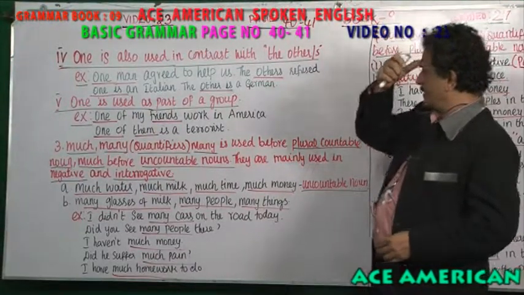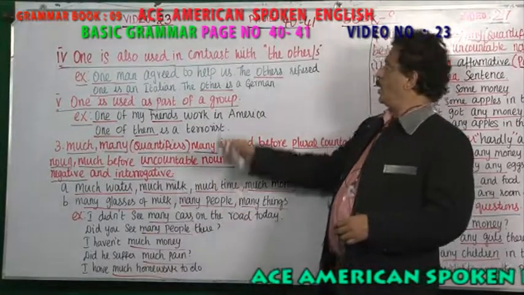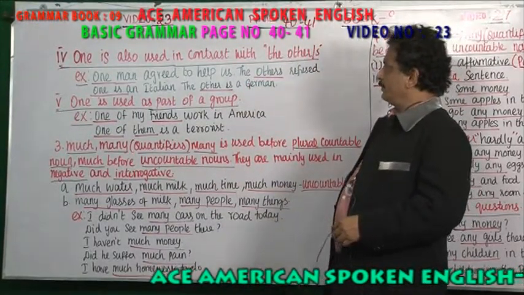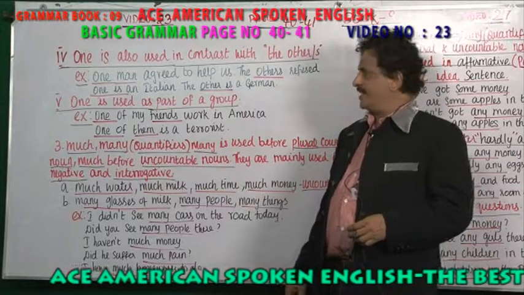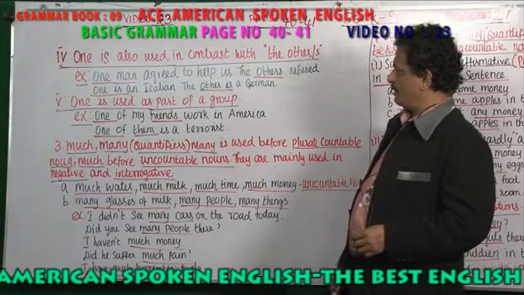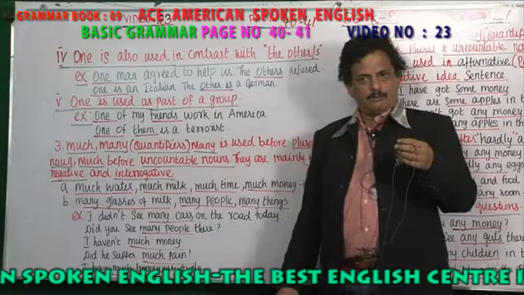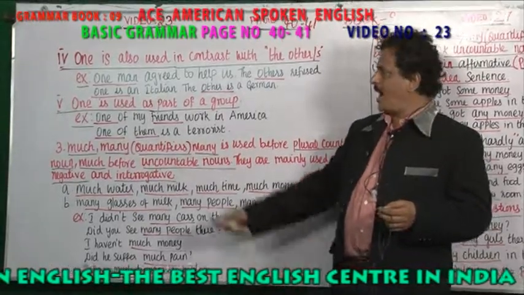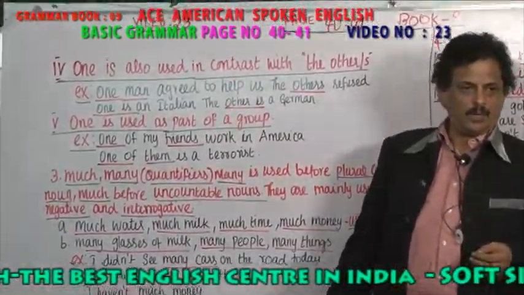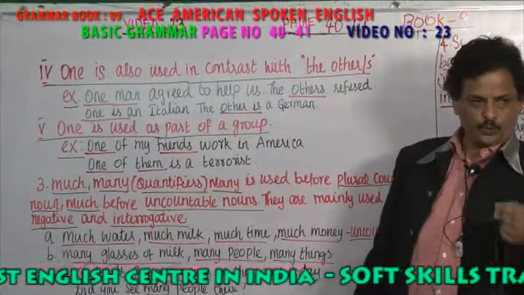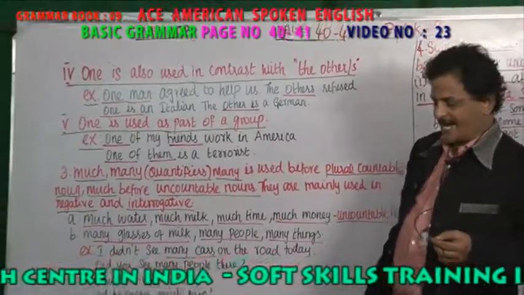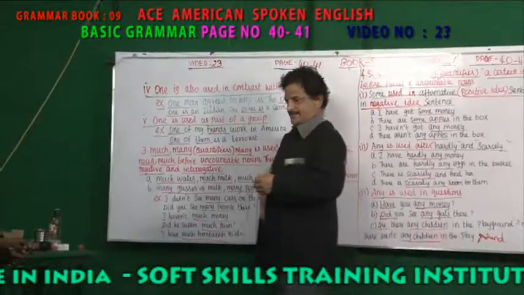Take your book 9, it's in the video 23. We have come here to the page number 41. Dear friends, what we have seen here is pronouns. The one, what do you mean by one? As a pronoun, one stands for one person.